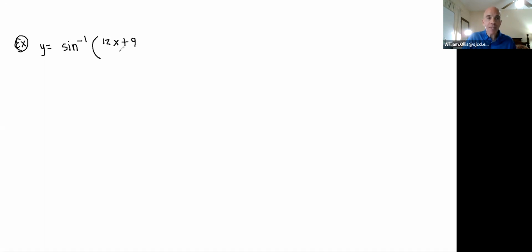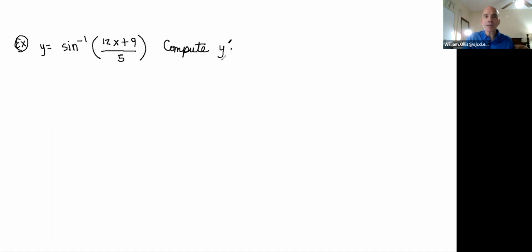So say we have y equals the inverse sine of (12x plus 9) divided by 5. And we want to compute y prime. So one nice thing about calculus, you remember when all you had to do was compute derivatives, it was easy. And then when you had to start doing word problems and integrals, it got hard, because you had to think about what you're doing. But at least with the derivatives, it's very straightforward.